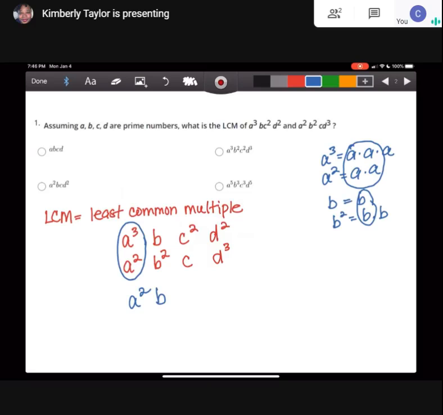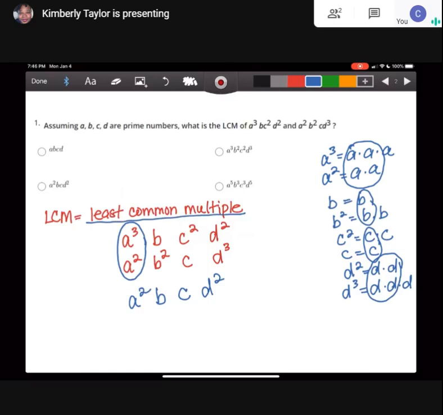Now, let's look at the C's. You have C squared, which is C times C. And then you have C. They both have one C. And then you have D squared, which is D times D, and D cubed, which is D times D times D. They both have two D's. So what is going to be your least common multiple, or your LCM? It's going to be A squared, B, C, and D squared. And if you're looking at your answer choices, it's going to be this one here.